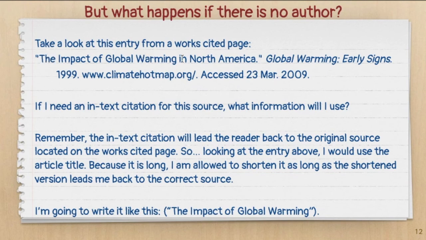So I'm going to need to use the name of the article. Now notice that's really long, and you probably don't want to fill your paper with that so many times. So what I did here, I'm going to write it like this: the impact of global warming. I did not include this part. Now if I had another resource that had this as the title, and I needed to use that title too, I would have to continue and put in North America versus another article that might say, in Europe or something like that. So you just want to make sure that whatever is here will lead your reader right back immediately and quickly to the correct source material.